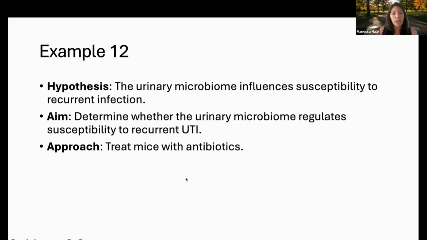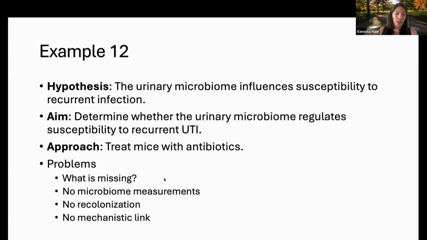Great. So there are several things that could have been improved here. There are things that are missing, particularly with regards to the approach. It doesn't say exactly what we mean when we say the urinary microbiome. Are we measuring some level of diversity? Are we looking for specific types of microbes? There's no recolonization or mechanistic link here. It just says treat mice with antibiotics, and it doesn't say what about the urinary microbiome we think might be influencing susceptibility and how it might influence susceptibility. So some nicer words here, but the scientific logic doesn't totally connect.